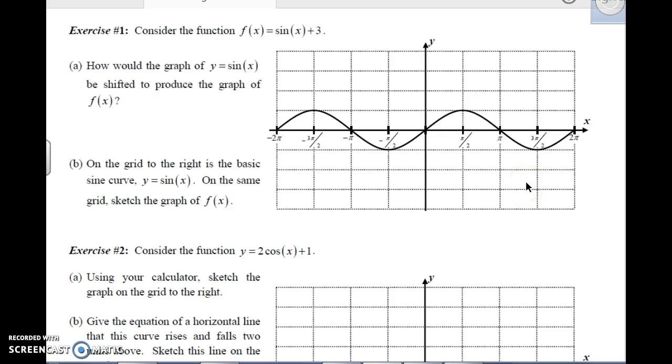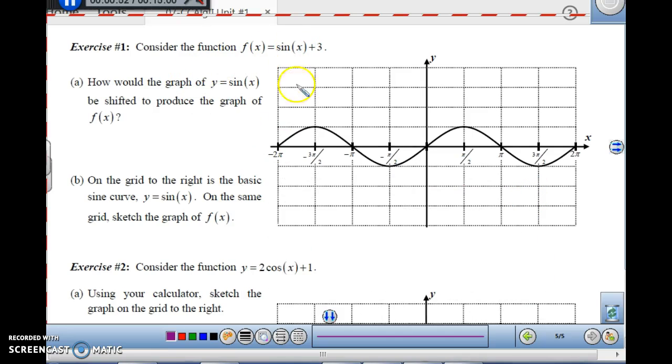So let's take a look at the function f of x equals sine x plus 3. How would the graph of y equals sine x be shifted to produce the graph of f of x? Well, what happens when you add a constant to something? Basically, you're changing its y-intercept. So if we think of the y-intercept here, this is going to shift up 3 units. Each point of the graph will shift up 3.